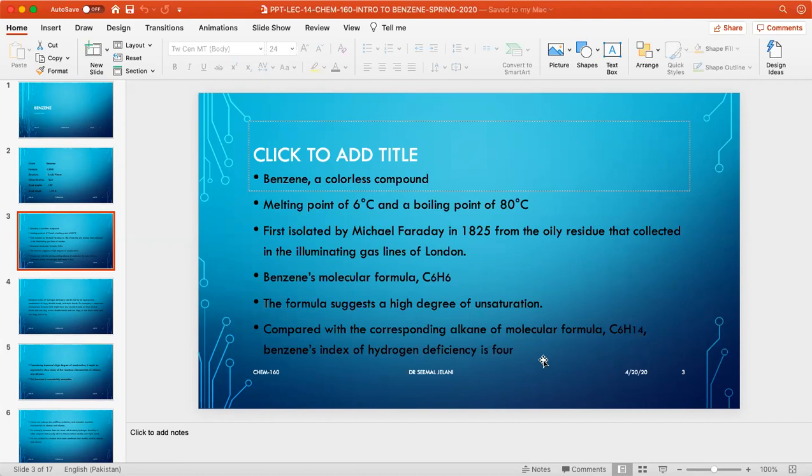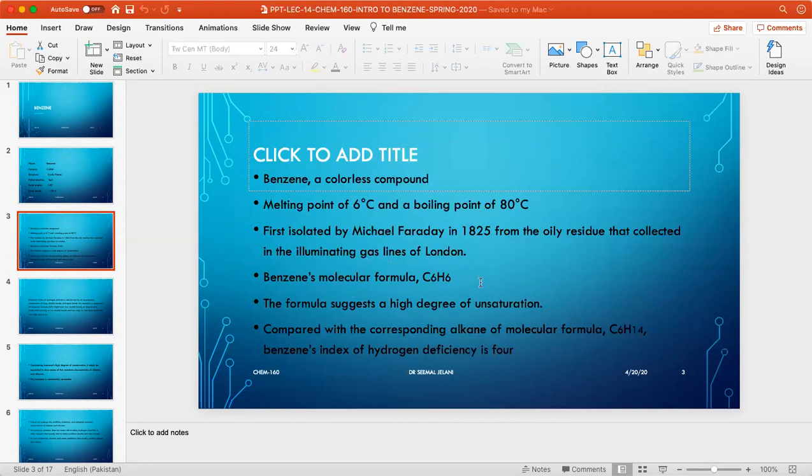Next, we go to the third slide, in which it is written that benzene is a colorless compound with a melting point of 6 degrees centigrade and a boiling point of 80 degrees centigrade. It was first isolated by Michael Faraday in 1825 from the oily residue collected in the illuminating gas lines of London.